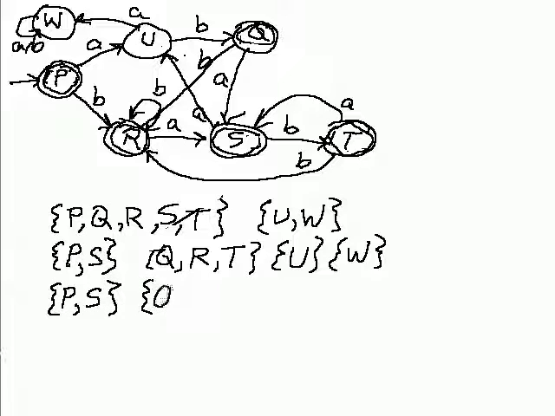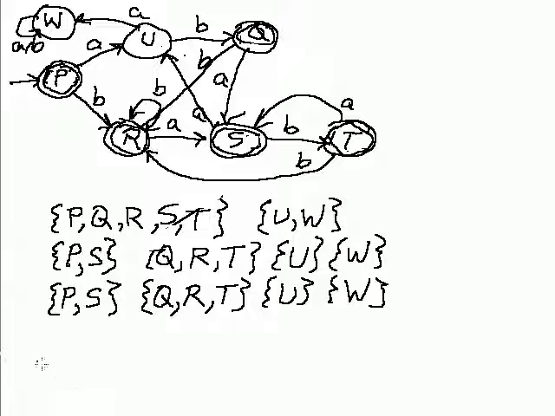Now, what about Q, R, and T? Let's try R with Q. Here's Q up here. And I remember they both go to the same place on both letters. They both go to S on A and they both go to R on B, so they can stay together. And the same thing's going to happen with T, isn't it? If I'm remembering right. T and R both go to S on A, both go to R on B, so these guys get to stay together. And these other two are already separated, so this row looks exactly like the last row, and we can stop.